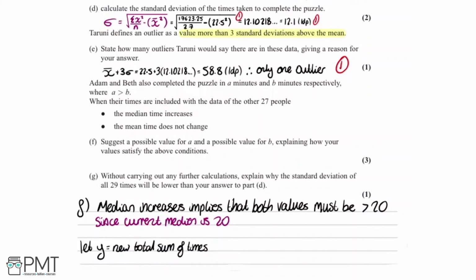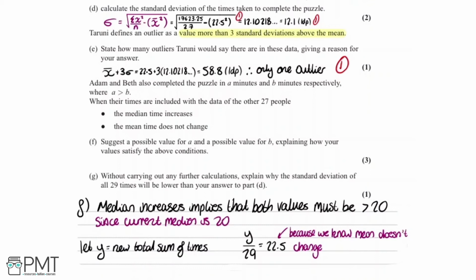So essentially the sum of the times when we're including the new values, so A minutes and B minutes within that sum of times. So when we do that, we're going to have y here. We're going to divide that by, and now because we had 27 before and we're adding 2 more times in, it's going to be 29. So this is how you work out the mean, because we've got the sum of everything divided by how many there are.